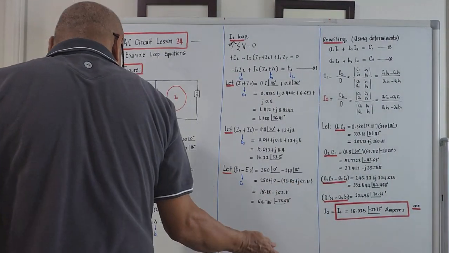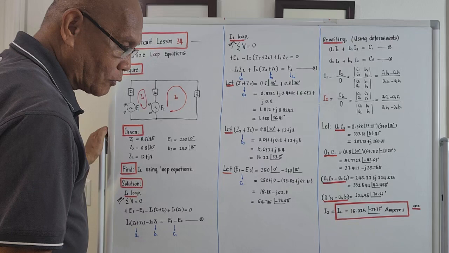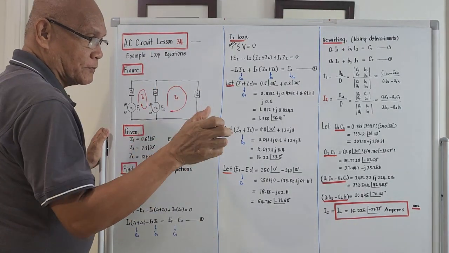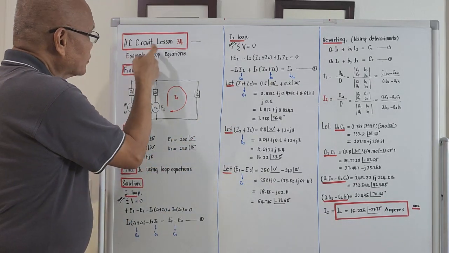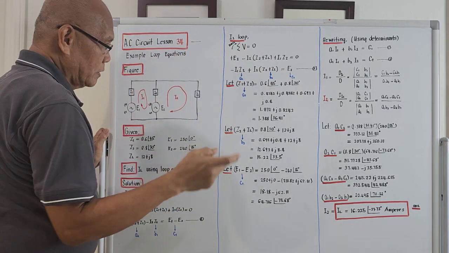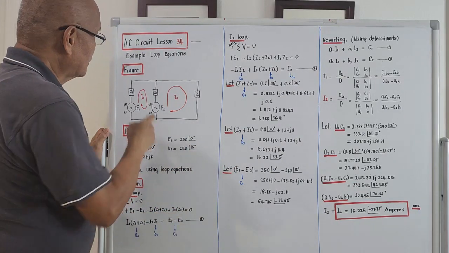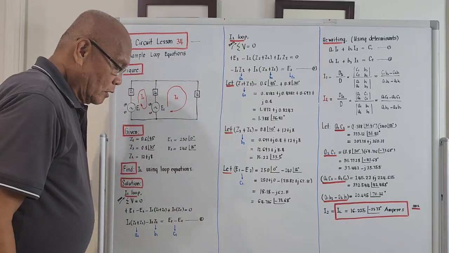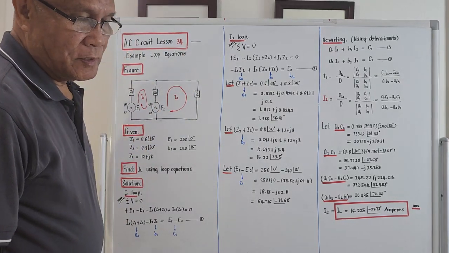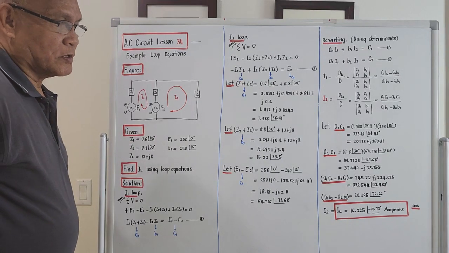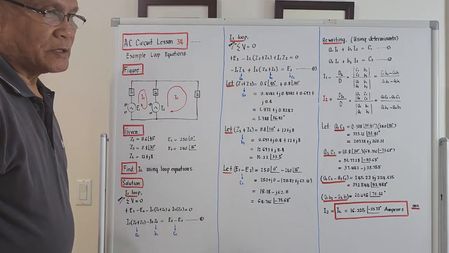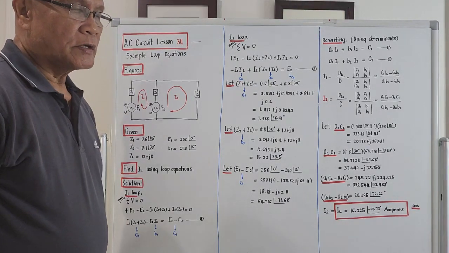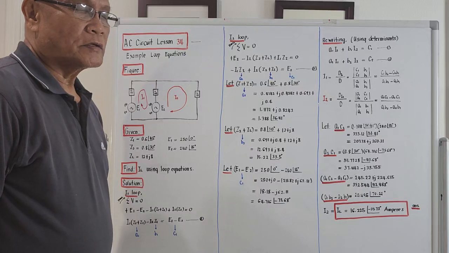This is a continuation of my long video format discussion on alternating current circuits. So the topic for tonight will be alternating current circuit lesson number 34, and the title of the topic is example problem using loop equations. It is an interesting problem because it is one of the advanced methods on how to compute current in a circuit under alternating current.